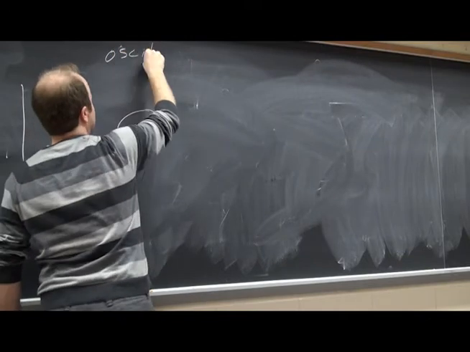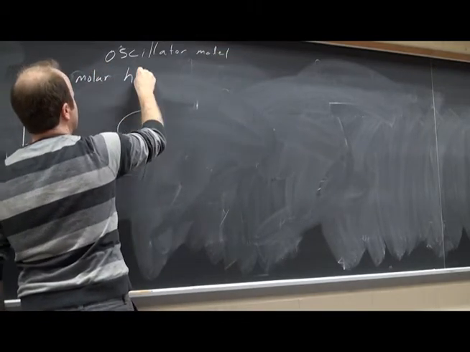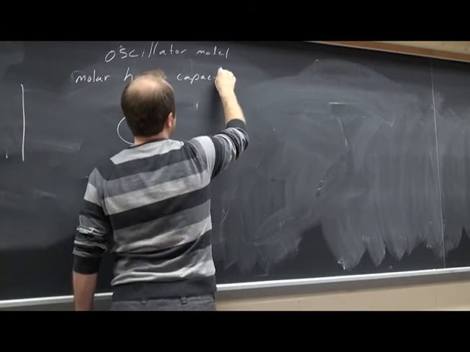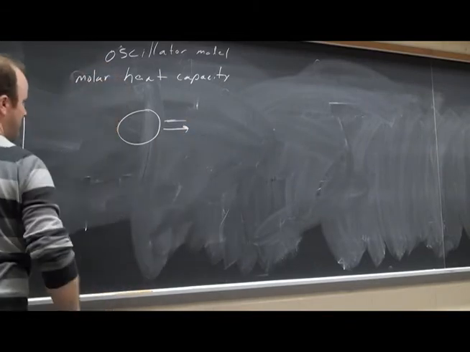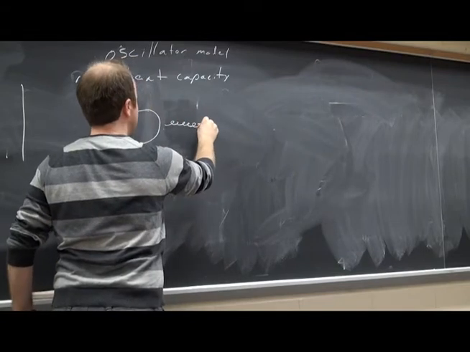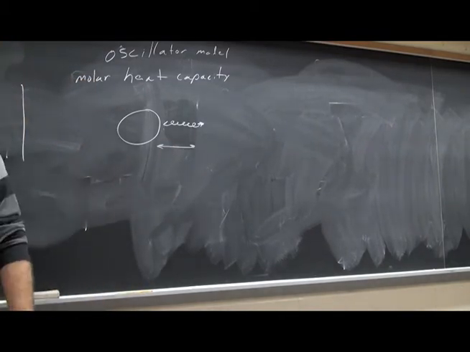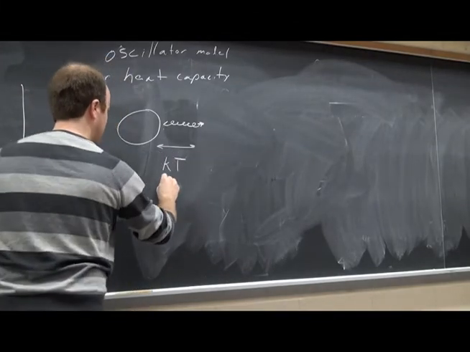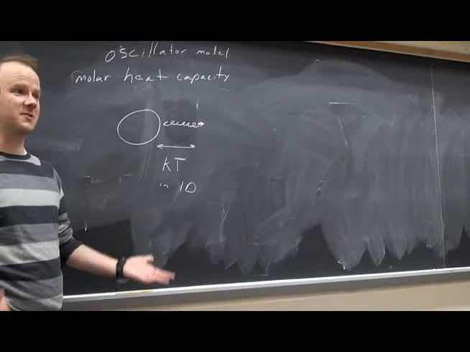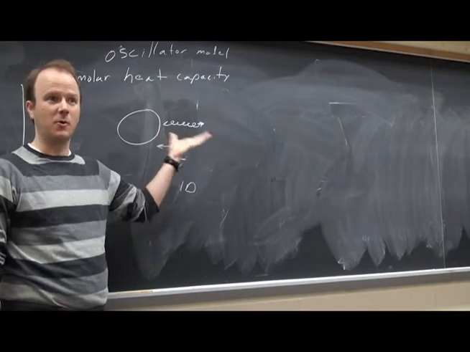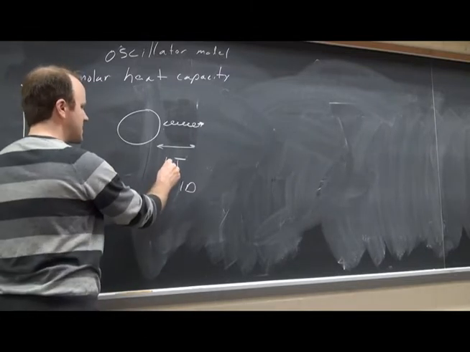So, the oscillator model can be used to describe molar heat capacity. Okay, and so if this is our atom, whatever it is, and it's oscillating back and forth in 1D, how much energy is available to this thing in one dimension? kT in 1D. What does that mean? What is T? Temperature. So as you increase the temperature, does this thing have more or less energy? More. Vibrates more, right? What's k? Boltzmann's constant, right? So what's the molar equivalent of k?